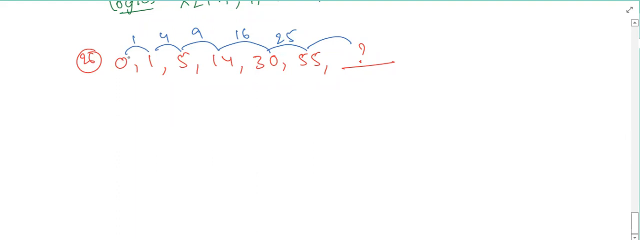One square is 1, two square is 4, three square is 9, four square is 16. You can use anything. Five square is 25, you can use six square, which is 36, satisfying all the numbers. And the next number is 91, sir.